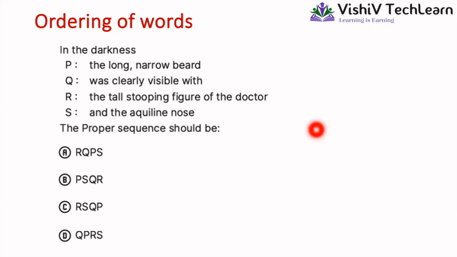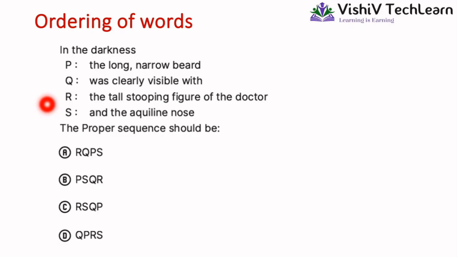In the last question, here we have, in the darkness, the long, narrow beard was clearly visible with the tall, stooping figure of the doctor and the aquiline nose. These are the options. Think about this. You can pause and try on your own.